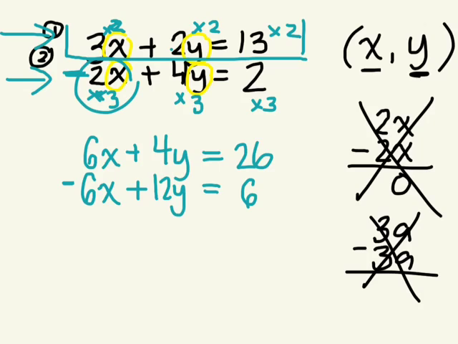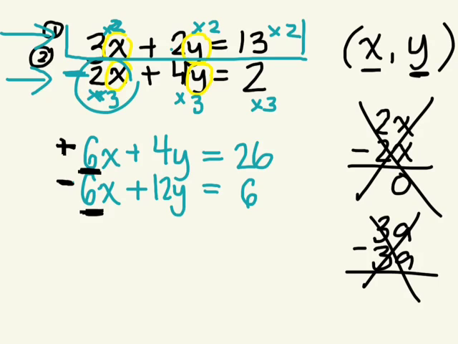So what we're trying to do now is eliminate. Now that this term has the same coefficient, I can get rid of the 6's, right? Now, the problem here is that this 6 is positive and this one's negative. So we have to figure out how can I get rid of these two.